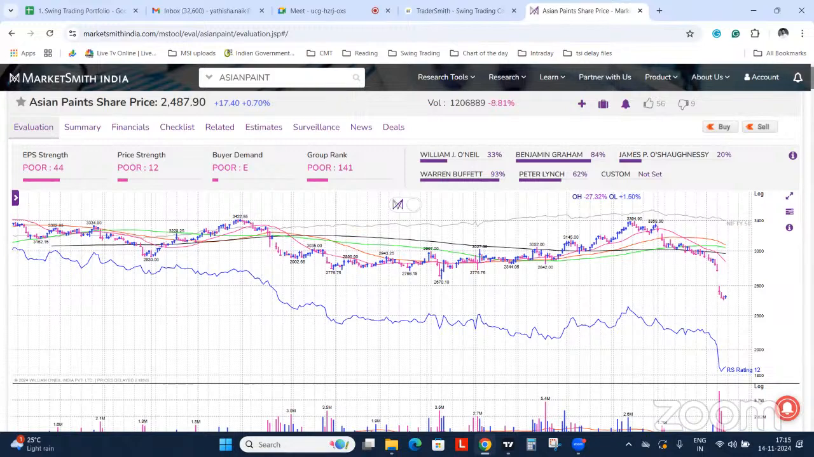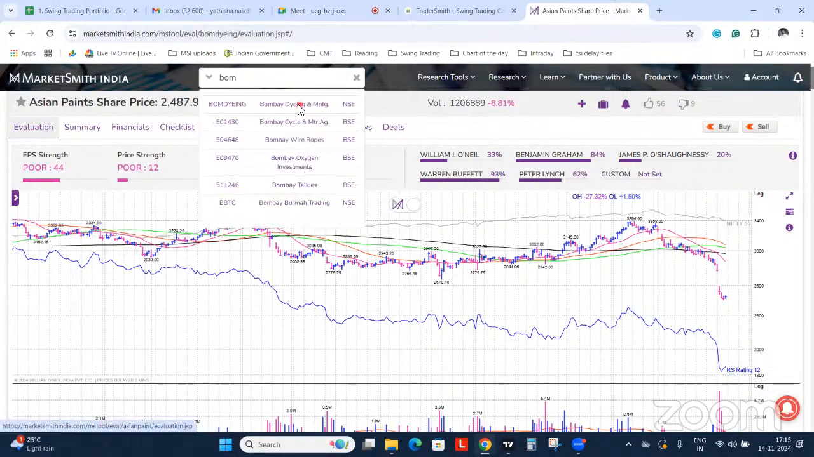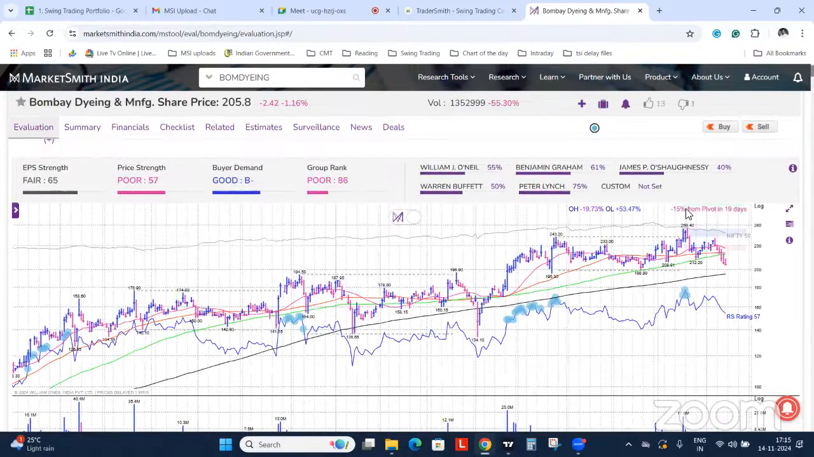Next one is Bombay Dyeing. Now it has breached the 50 DMA upward sloping trend line. So maybe it may fall further toward at least the 200 DMA, 195 or 190 kind of zone in coming days in Bombay Dyeing. Okay. Shall I take a few queries?